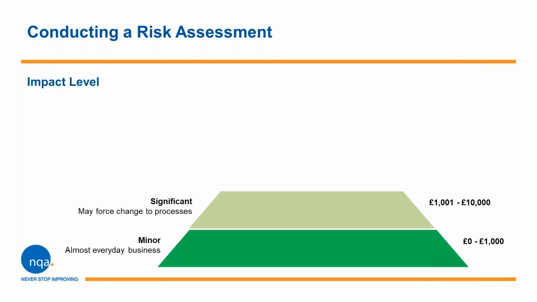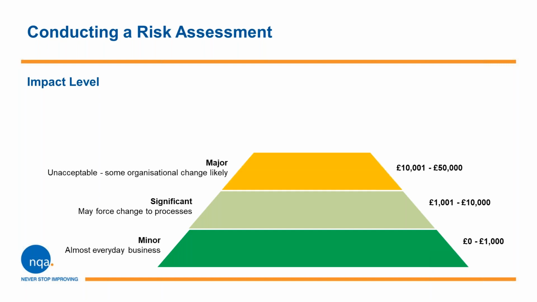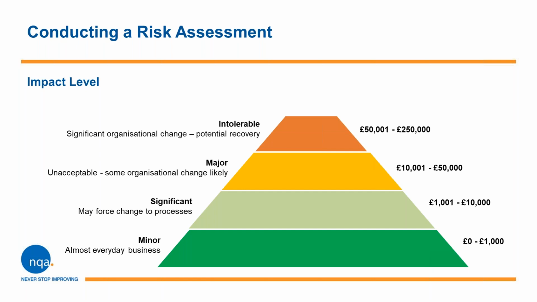Significant, so the risk is getting a bit greater now. We could say, well, this may force us to change some of our processes. Or we could say, yeah, a risk of between 1,000 and 10,000 pounds. Moving up to major, it's an acceptable risk. Might have to change organisationally. May cost us between 10,000 and 50,000 pounds.